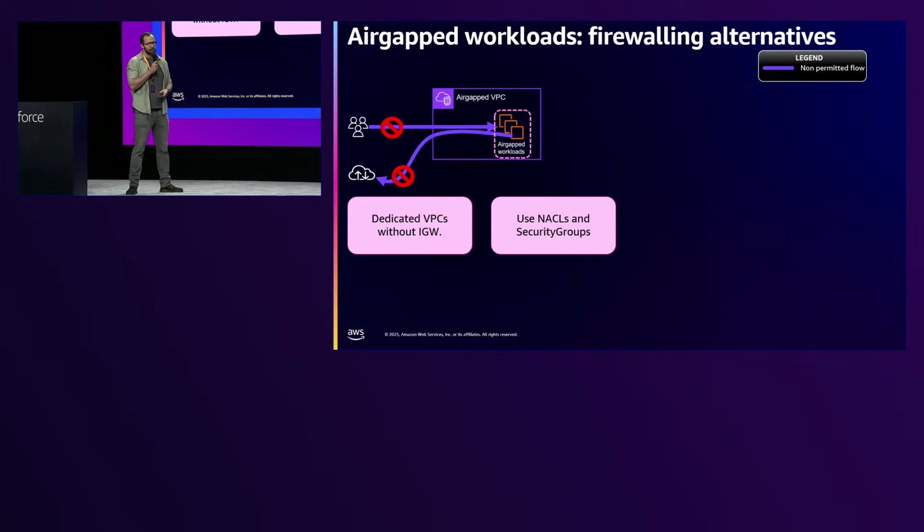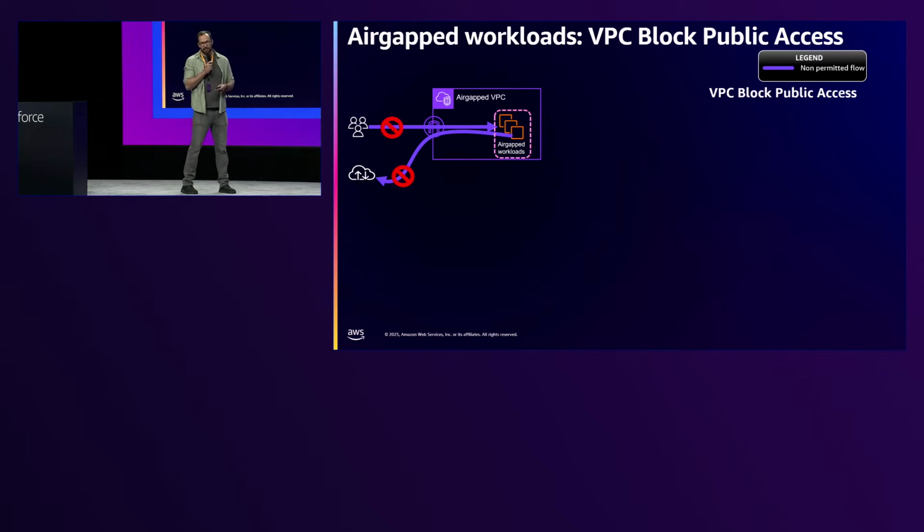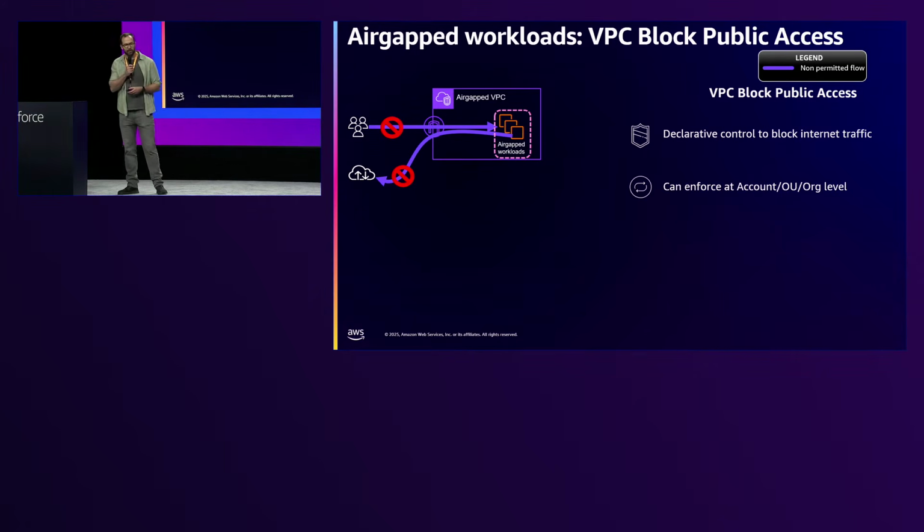The other option would be to use network access control lists or security groups to limit that access. So that's still valid. But something that we launched earlier this year is your ability to block public access to your VPC, and we called it VPC Block Public Access. With VPC Block Public Access, you can centrally manage and declare access controls for a set of VPCs. So you can do that on the account level, OU, or across all of the organization.